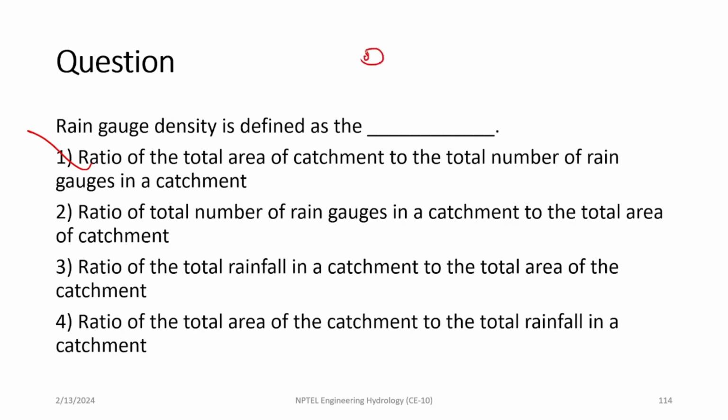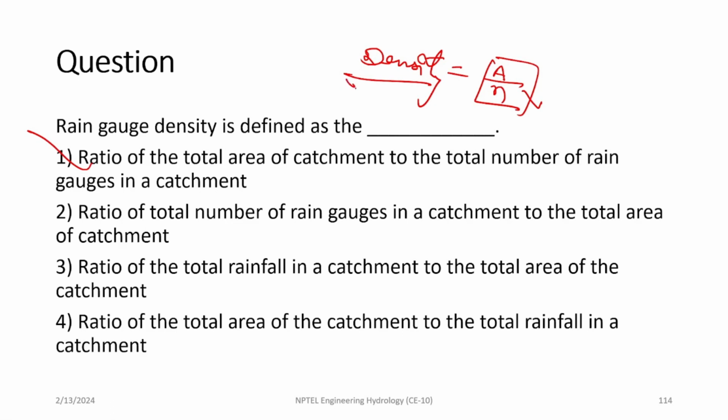No, it's number 1. Okay, so if they are asking about density, it's just the total area of the catchment upon the number of rain gauge stations in the catchment. And for this density, there have been provisions made at the national scale as well as the international scale.